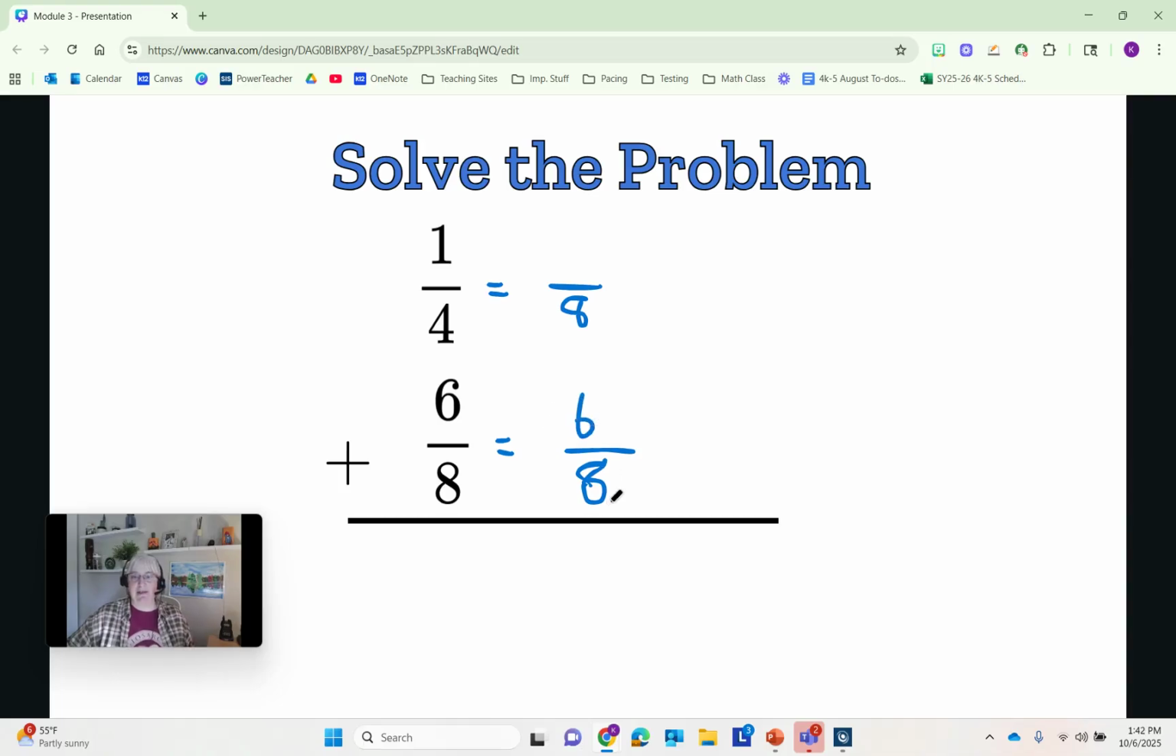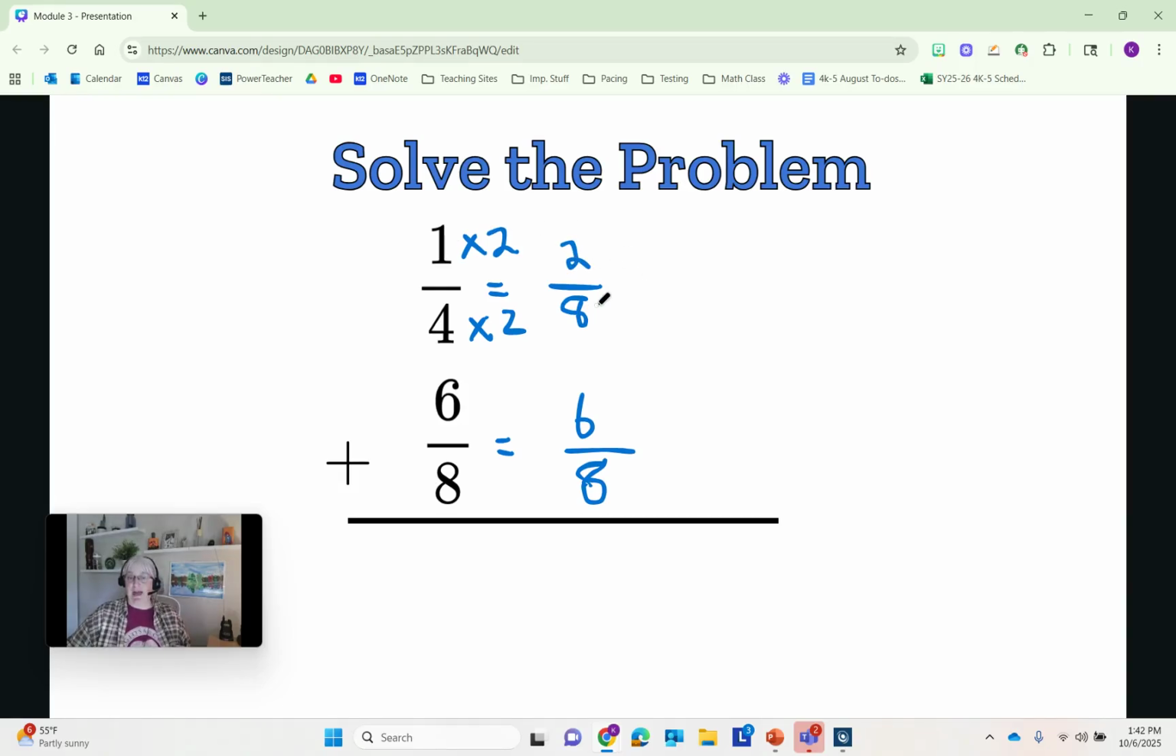6/8 is equal to 6/8. It's the same fraction. It has 8 as a denominator. To change 1/4 into a fraction where the denominator, or bottom, is 8, I have to figure out what I multiply 4 times to get 8. Well, 4 times 2 is 8. Whatever I do to one part of the fraction, I have to do the same thing to the other to keep it equal. 1 times 2 is 2.